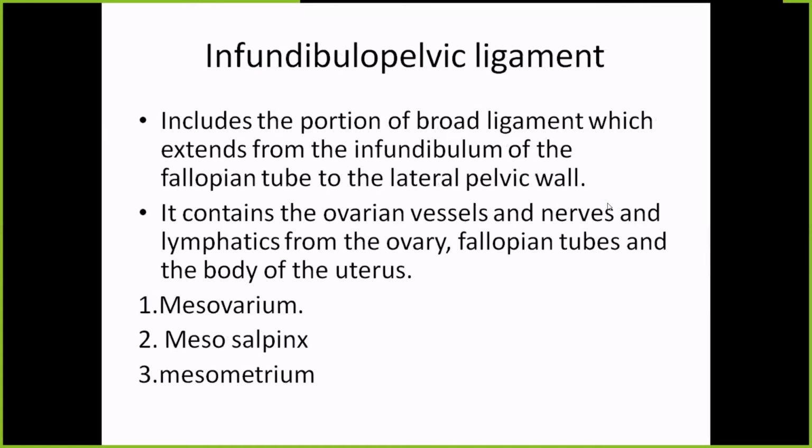Okay, now the infundibulopelvic ligament. As the name suggests, what is the origin? It is from the infundibulum, a part of the fallopian tube, to the lateral pelvic wall. So the origin is the infundibulum part of the fallopian tube, and the insertion is the lateral pelvic wall. What does it contain? It contains ovarian vessels, nerves, and lymphatics of the ovary. It also contains the mesovarium, mesosalpinx, and mesometrium.